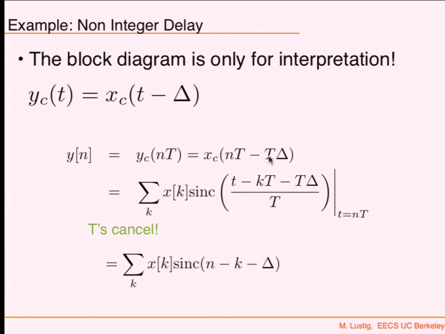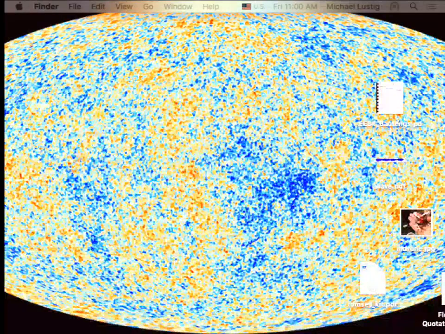This one? Where? Yeah, t equals nT, right? You're right. I think you're absolutely right. No, it should be. That's a good bug. Thank you. So it should be a delta here, right? Because I just put nT here. Yeah, that was a mistake. And you'll get now your reward. Thank you for this.